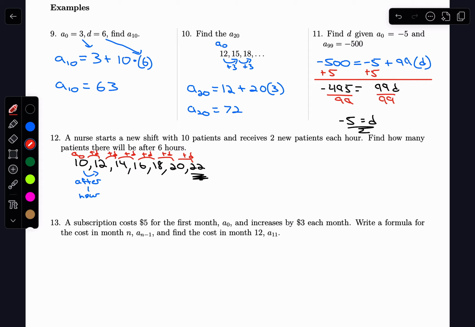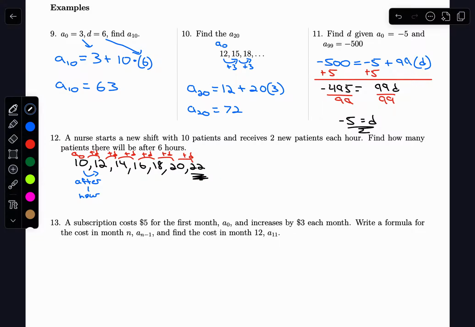So if we set this up as a sequence, using our explicit formula, we are looking for how many patients there are after 6 hours. After 6 hours, we've got to think, is that A sub 0 or A sub 6 or A sub 7? Like what number subscript do we use here? So real quick, let's use the example we have on the screen. We have that 10 is A sub 0. So 12 is A sub 1, then A sub 2, A sub 3, A sub 4, A sub 5. So 22 is A sub 6.